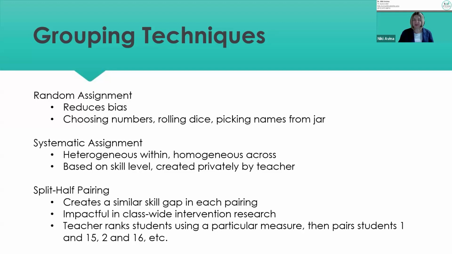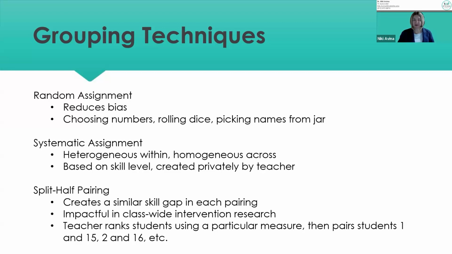This is where you pull names or sticks from the jar, or roll the dice. Anytime you have a computer program pair students with the random technique, it just reduces bias. It means that as teachers, we're not thinking about, well, these two seem to be friends or don't seem to be friends or whatever else. We do the random assignment. Obviously, there were many times in my teaching career where I did mostly random assignment, but then there would be a couple of students I knew I had to more intentionally pair just to make sure everyone can be successful. But random assignment is one technique.